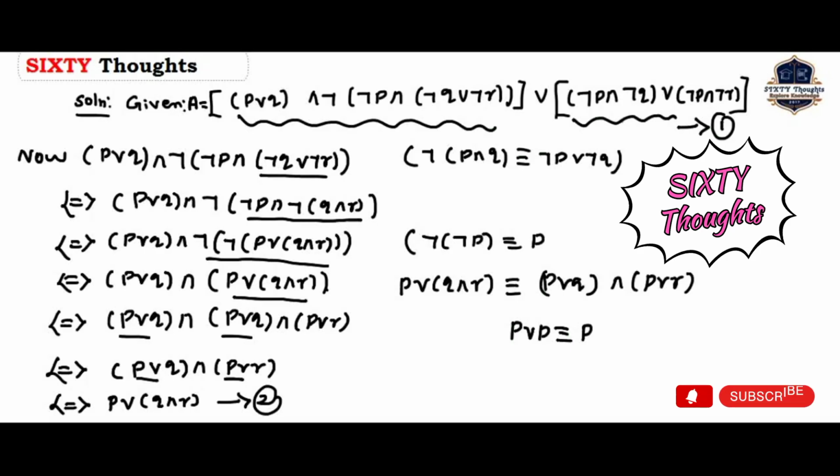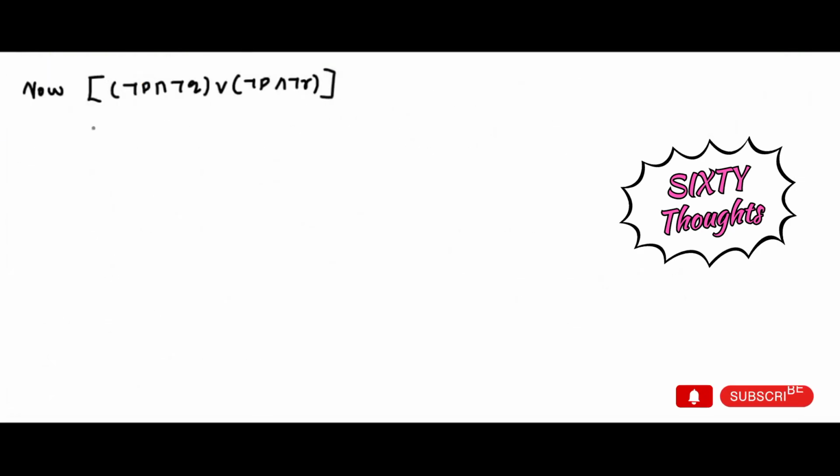Okay. So now I am going to take the second term. What is the second term? Negation P and negation Q, or negation P and negation R. Okay. So now I am going to simplify this. How to simplify this? Using the distributive law. So what is the distributive law? P and Q or R is equal to P and Q, or P and R.